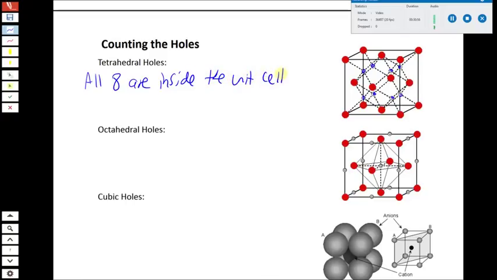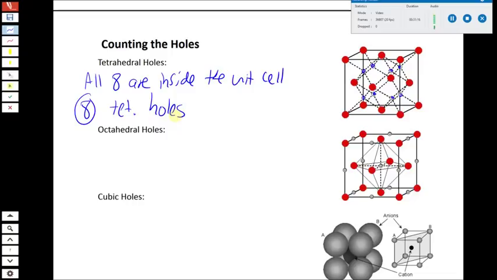So that means if we were to occupy all 8 tetrahedral holes, we'd have 8 of that ion in the structure. So completely filling the tetrahedral holes would result in 8 of that cation in the unit cell. Okay? Those are all inside, so we count them individually. They're not shared by any other adjacent unit cell.